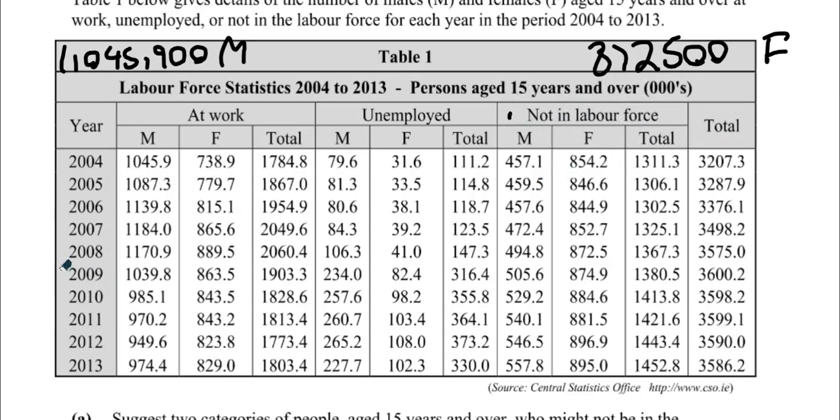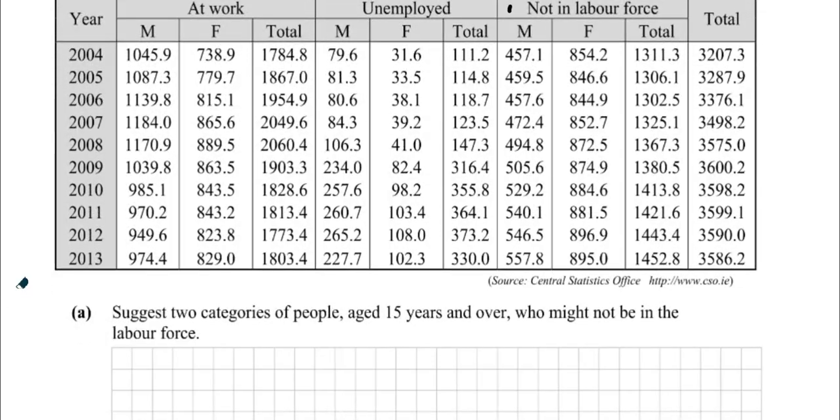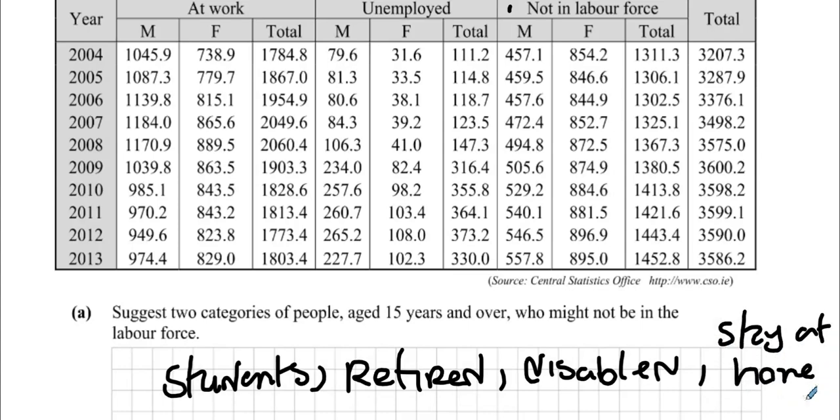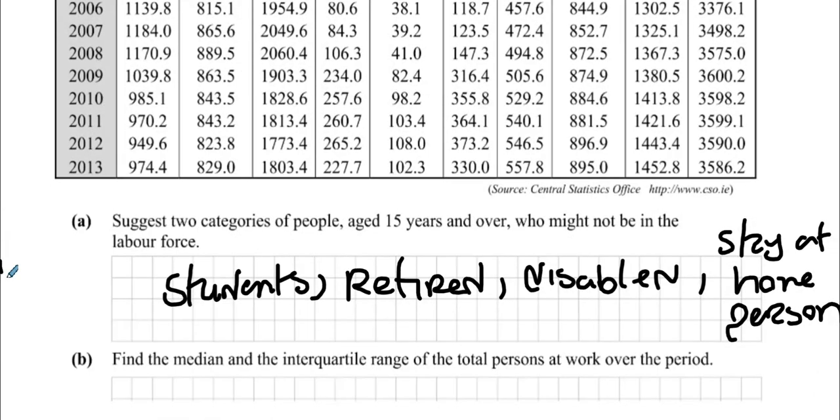Now, let's find out what we're looking for. Suggest 2 categories of people age 15 and over who might not be in the labor force. What do you think? Students? Anything else? Retired? Disabled? Stay at home? So somebody who minds the children? Stay at home person. Okay? We all good?